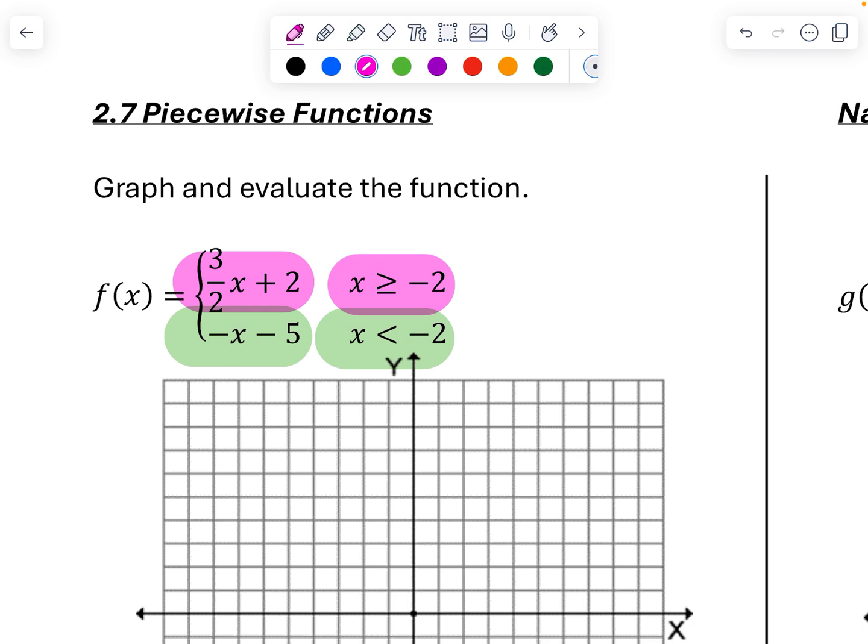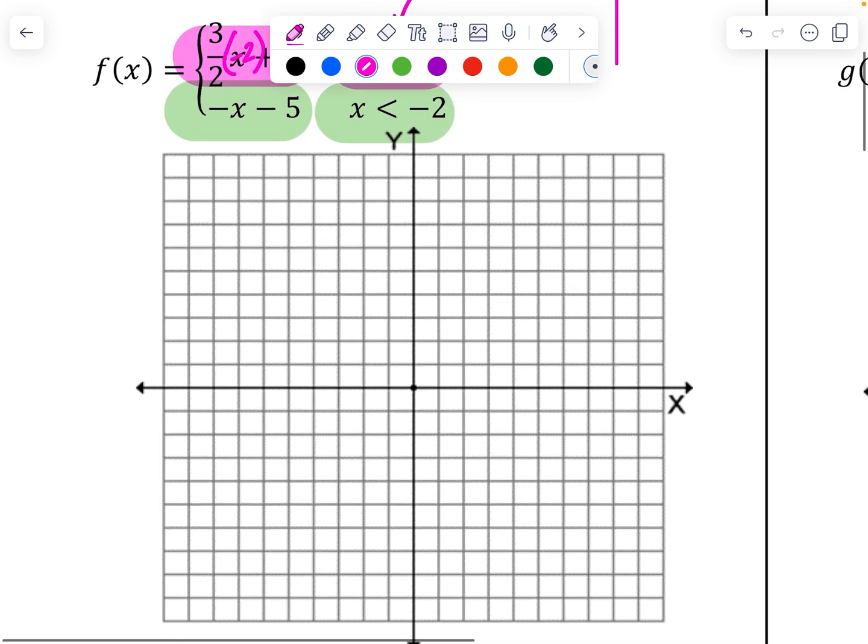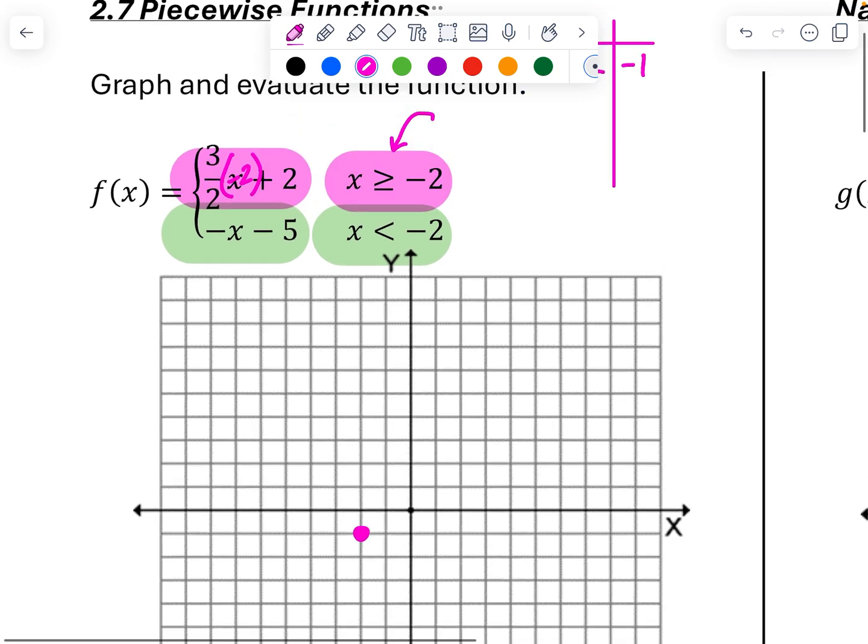So the first thing we're going to do is, because this is greater than or equal to -2, I am simply going to remove this x and put -2 in its place. When I use x to be -2, what do I get? Well, if I put 3 halves times -2 plus 2, I get -1. So I have the ordered pair -2, -1. If I plot the ordered pair -2, -1, that is the point right there.